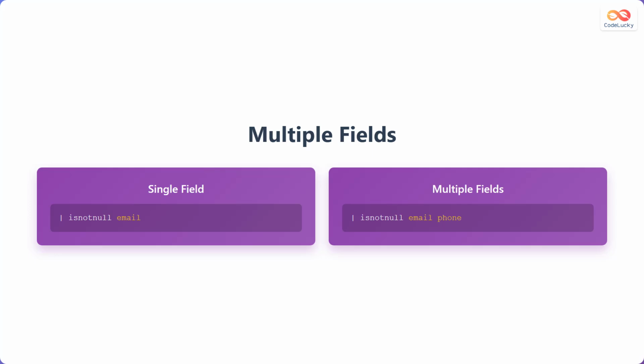The isnotnull command can work with both single and multiple fields. For a single field, you simply specify one field name like isnotnull email. For multiple fields, you can specify several field names in the same command, such as isnotnull email phone. When using multiple fields, the command returns events where all specified fields contain non-null values.